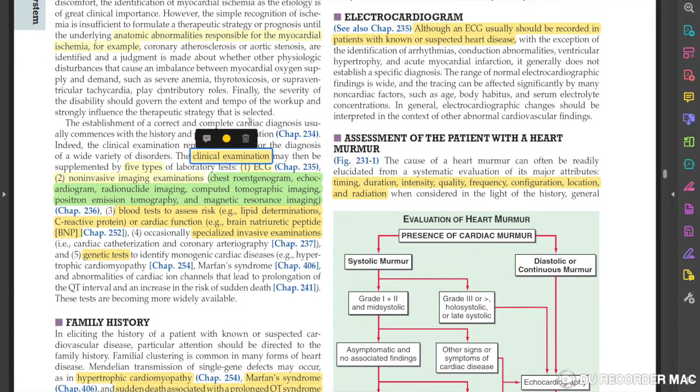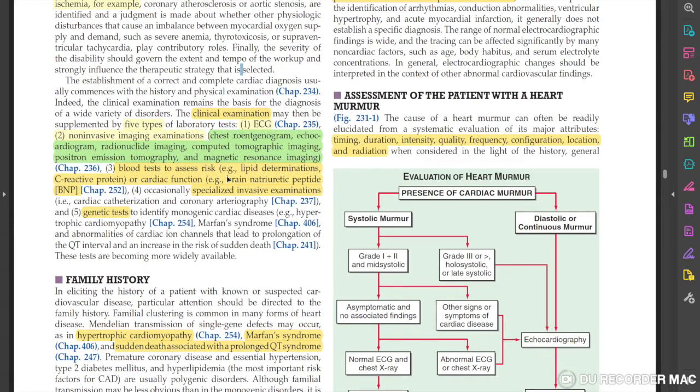After clinical examination, there are 5 laboratory tests that should be done to diagnose the actual serious disease. The first one is ECG. Second, non-invasive imaging examination, which includes chest roentgenogram, echocardiogram, radionuclide imaging, computed tomography, PET scan, and MRI.